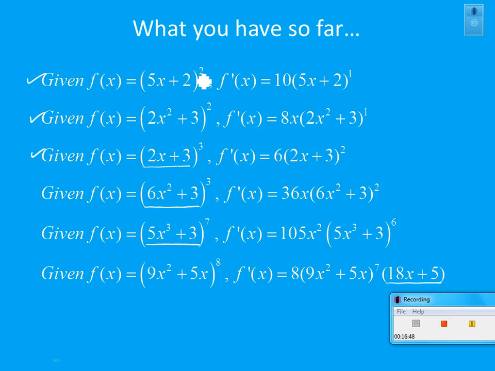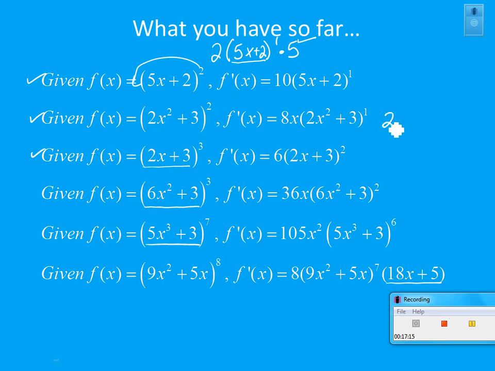What would happen if I applied the power rule to this? That 2 would come down front, so I'd have a 2. I'd have a 5x plus 2 to the first. What would I have to do to get 10? Multiply this thing by 5. Notice this. What's the derivative of 5x plus 2? It's a 5.